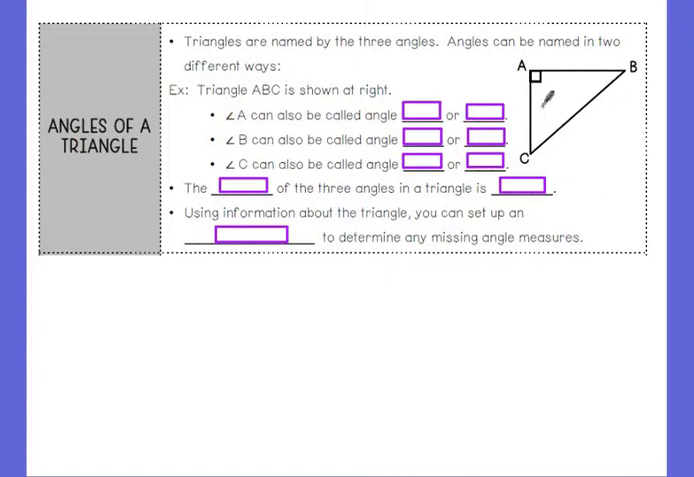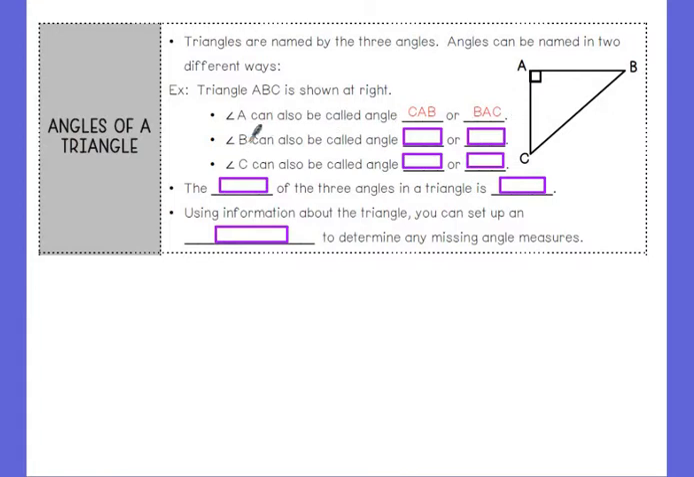I told you last lesson the angle that was in the middle was your most important one because that was your turn in the shape. So whatever angle you want to look at, that letter has to be in the middle if you're listing it by 3 letters. So I could call angle A BAC, or I could call it CAB. So there's 3 different ways I could call angle A: angle A, angle CAB, or angle BAC.